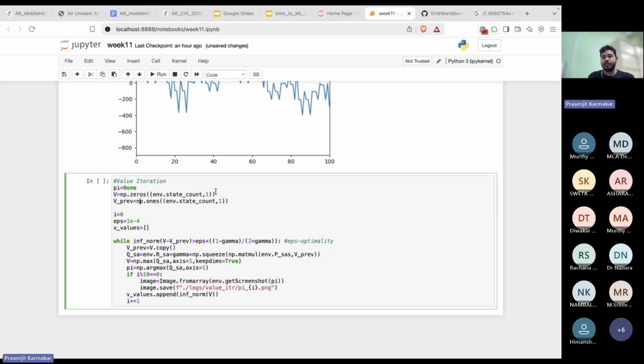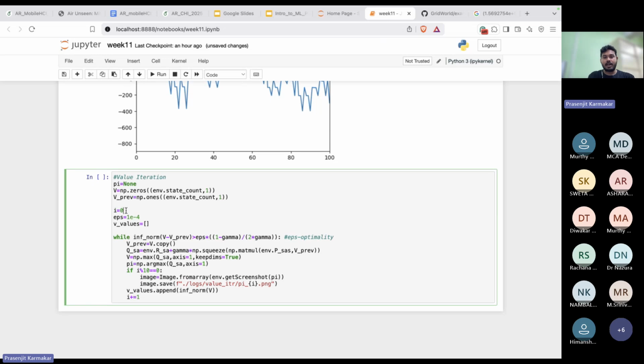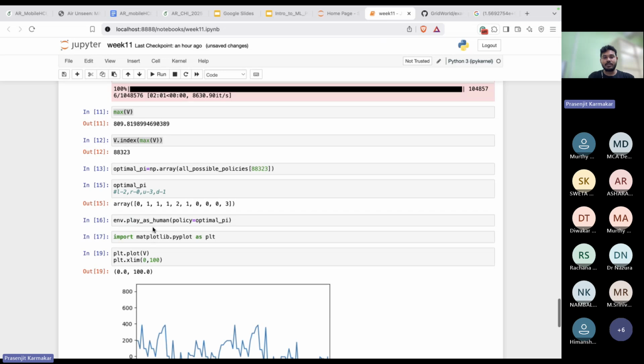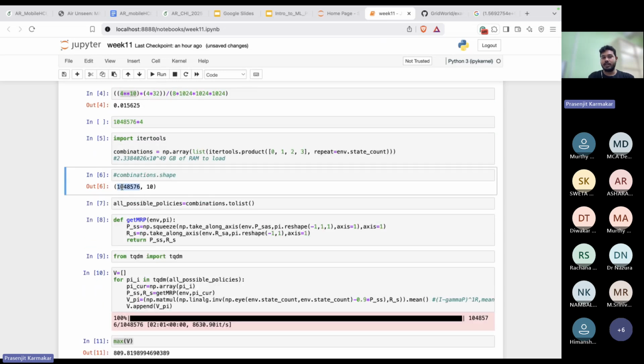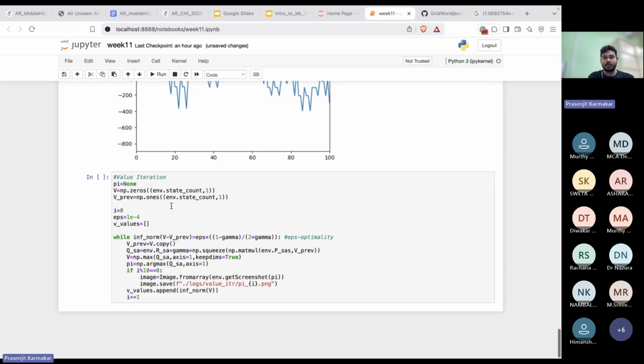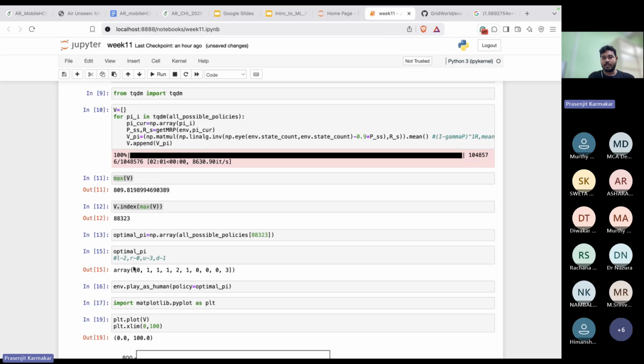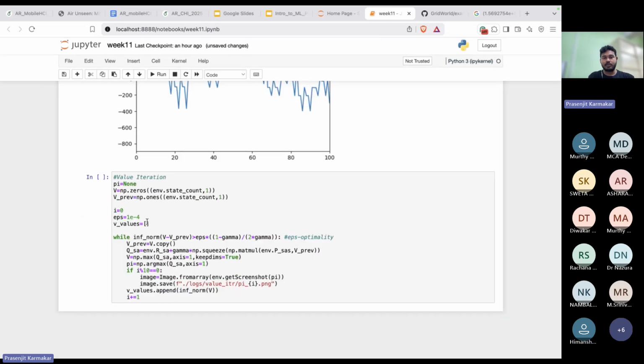So setting this up guarantees that my while loop will start. And then i is zero; i means how many iterations it took. Earlier, my iterations were really big, 10 lakh 48,000 something iterations we took to get the optimal policy. Now here we are also saving the improved value function over iterations so that we can plot it out and see that my value function is actually monotonically improving.